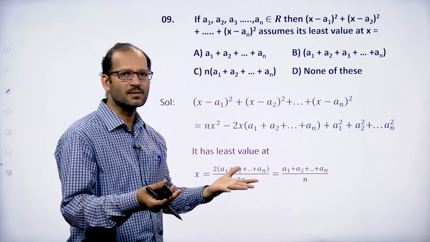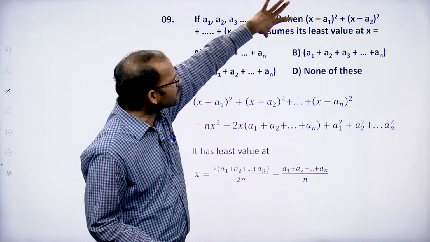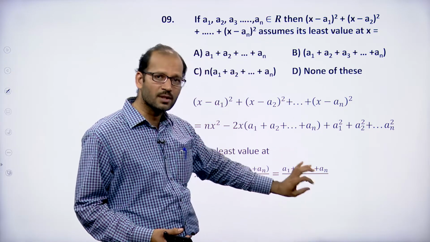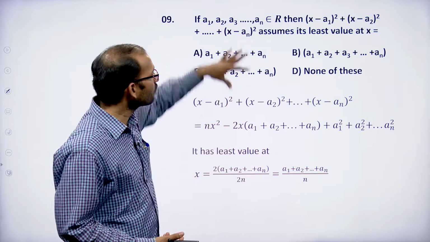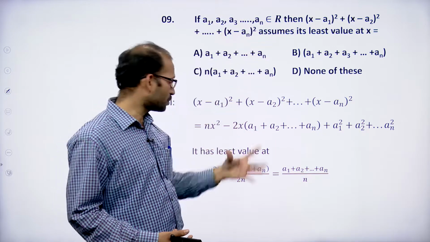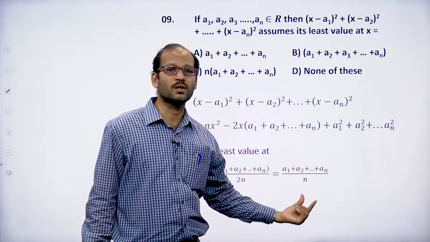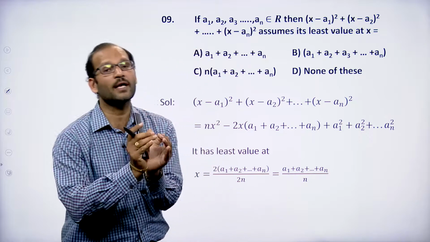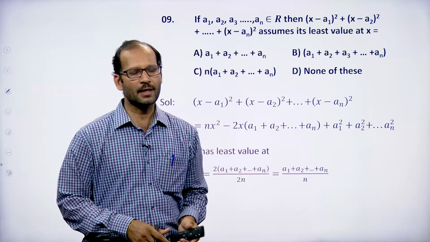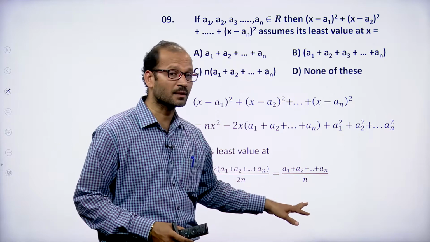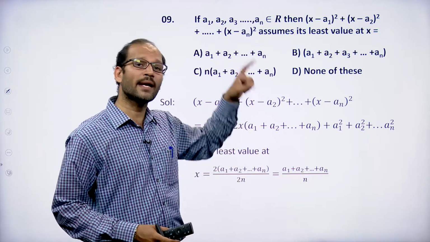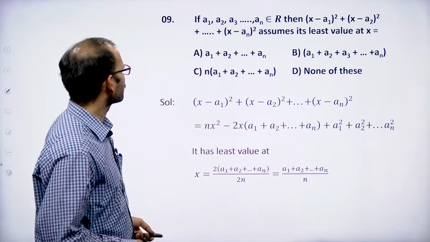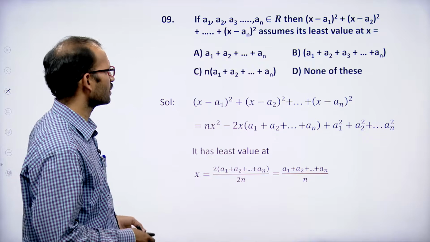In all other cases, any other value of x you substitute in this expression, that value will always be greater than this value. So at x equal to (a1 plus a2 plus so on an) by n only, you will get the minimum value of that expression. Am I clear? This is not the minimum value of the expression. At this value of x, you will get the minimum value of that expression. Am I clear? Right. So therefore, which option? It is not there, so none of these.